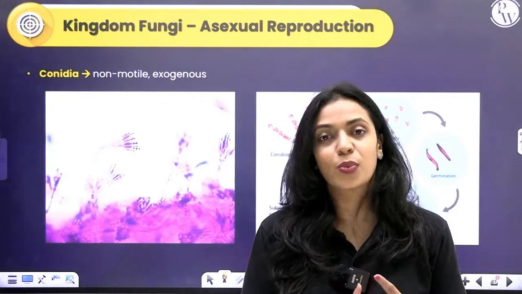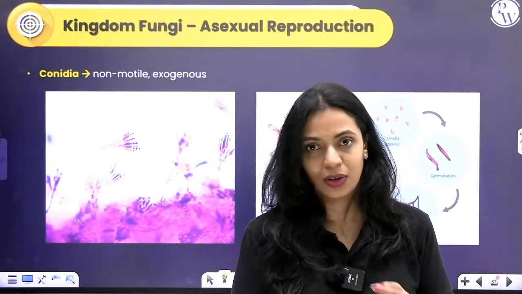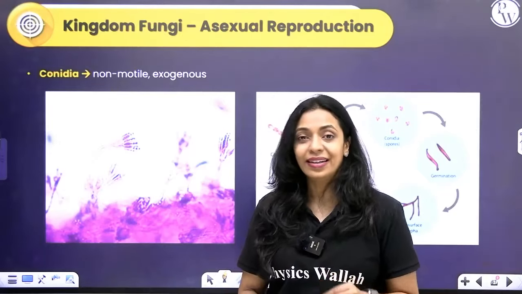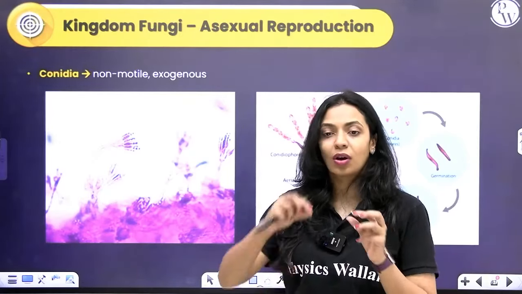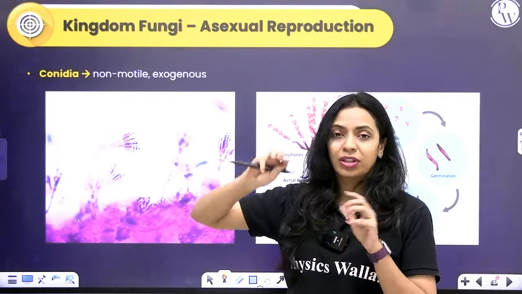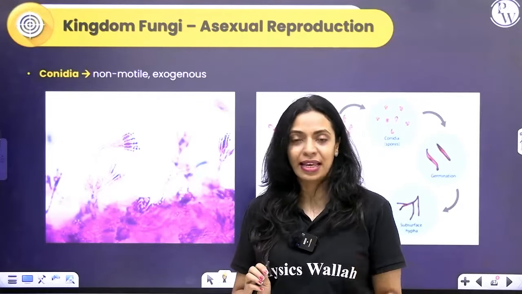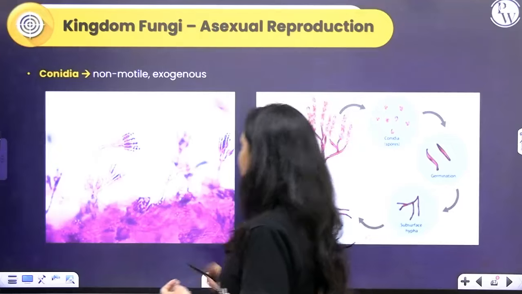And another thing is whether it is motile or non-motile. Does it have any locomotory structures like flagella or not? Okay. First, let's talk about conidiospores or conidia. Conidia do not have any locomotory structure, so they are non-motile. They are produced on top of the conidiophores. So they are not produced inside any specialized structure. So you can say they are exogenous. They are non-motile and exogenous.